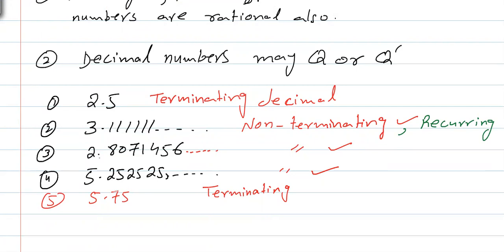But in this case you can see 8071456. It's not recurring. I will say it's non-recurring. This one is recurring because 252525 is repeating, so I will say it is recurring.